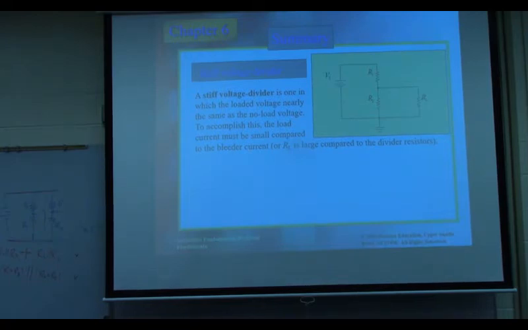So when you design a circuit later, you need to make sure this one is as large as possible. How large? You want this one to be as large as possible. So the best is infinity, which is an open circuit. That means you do not connect this load. Okay?